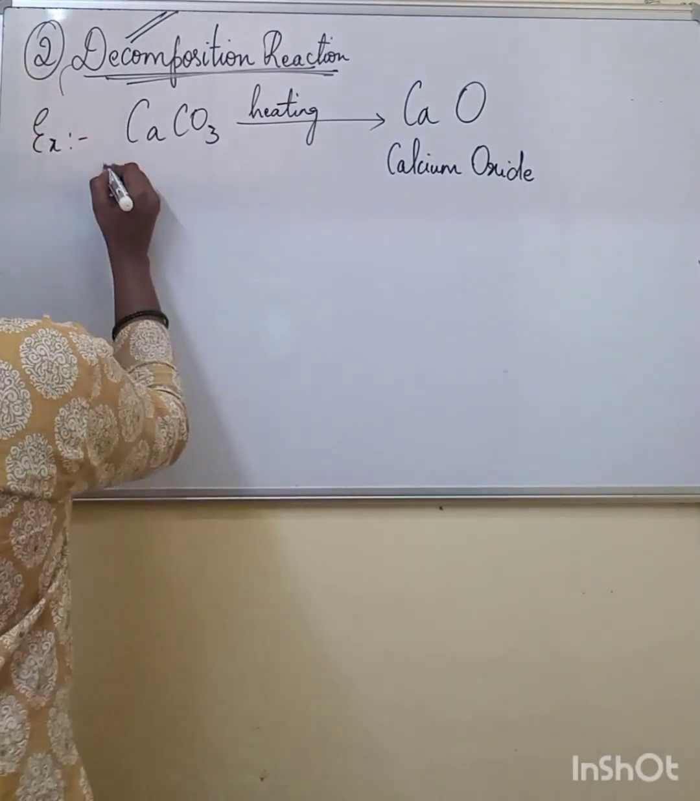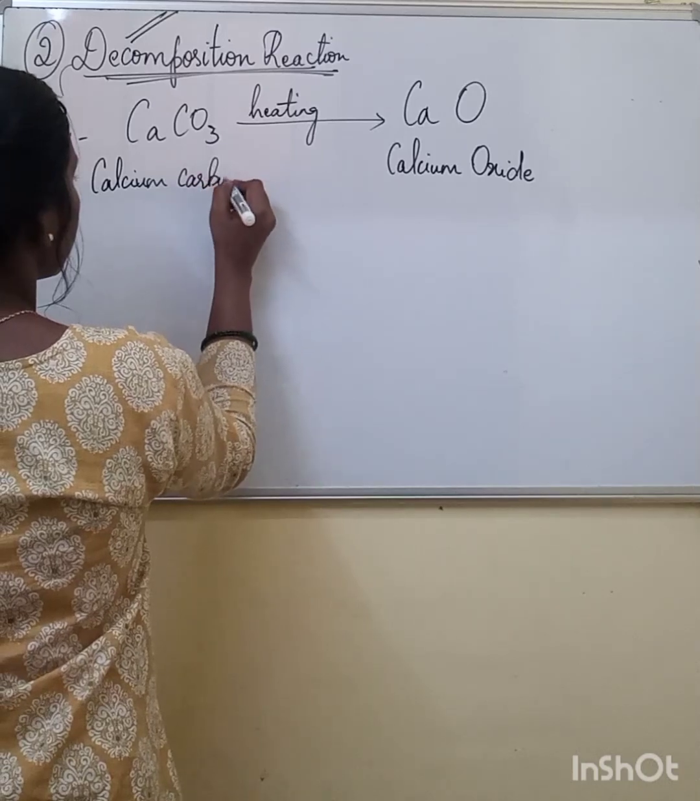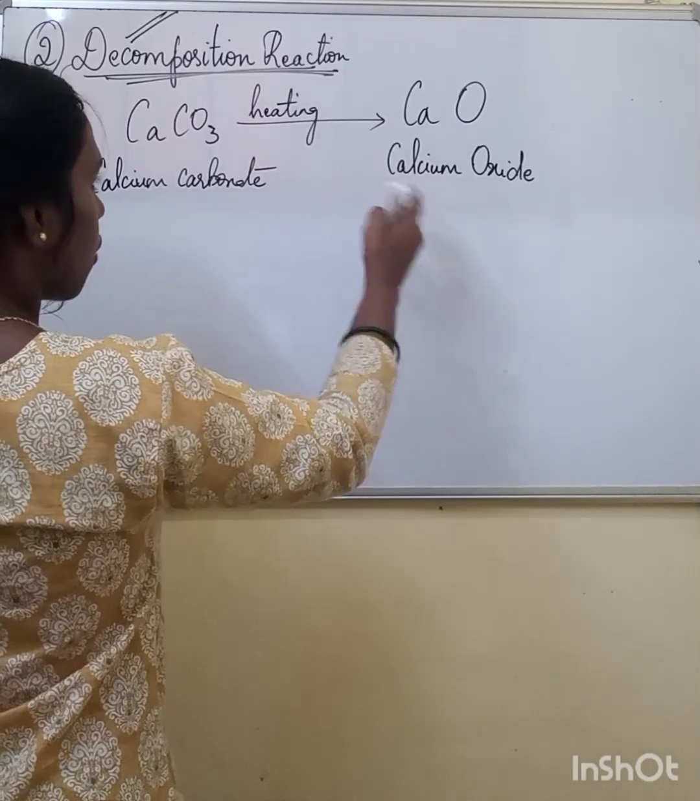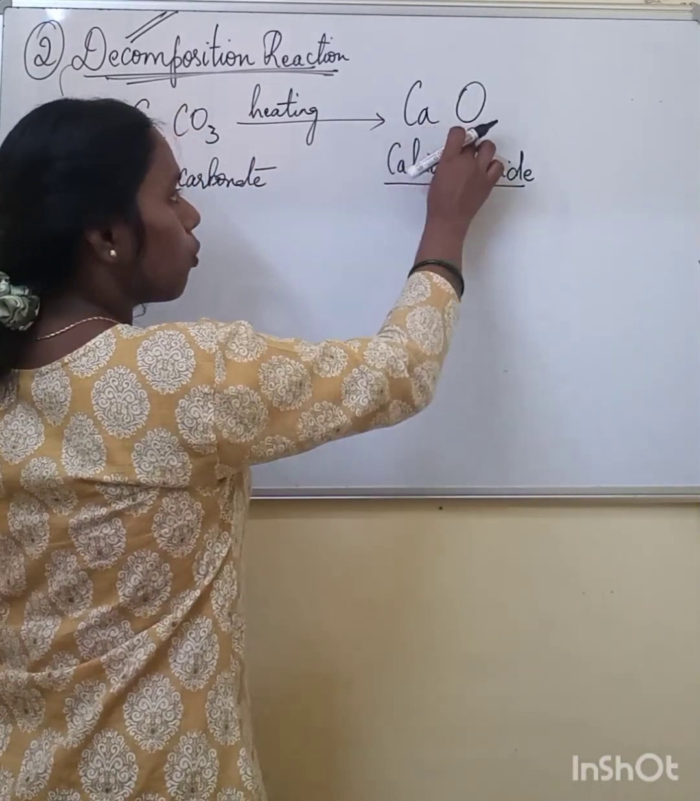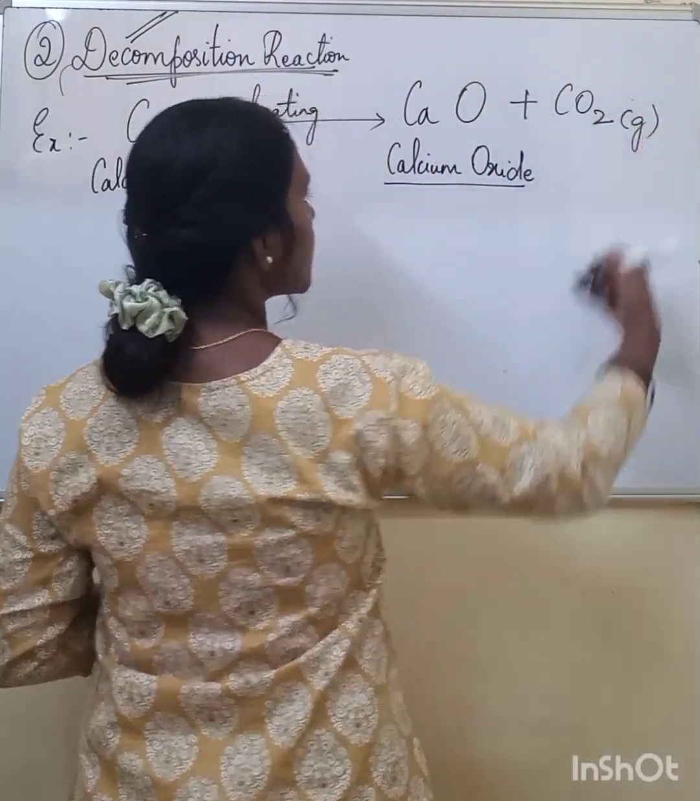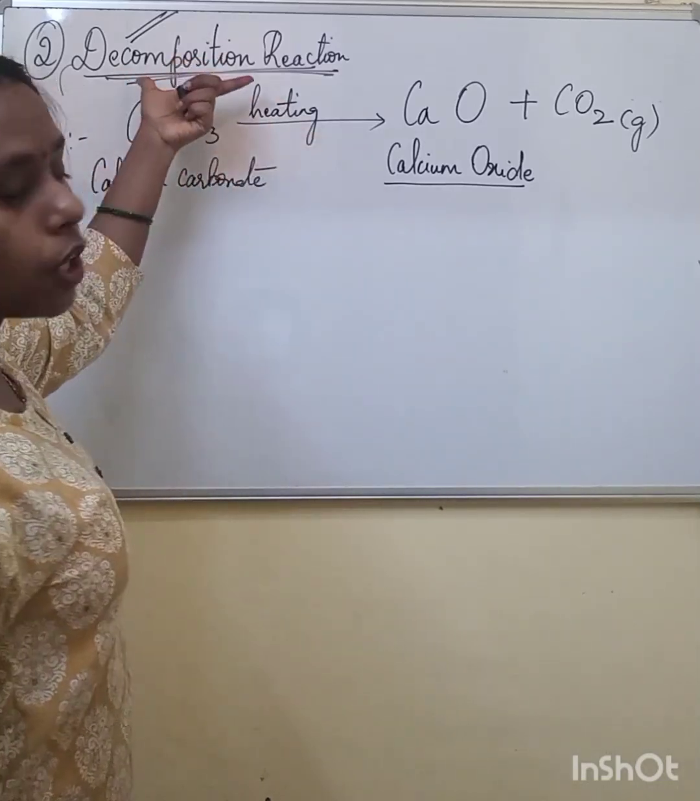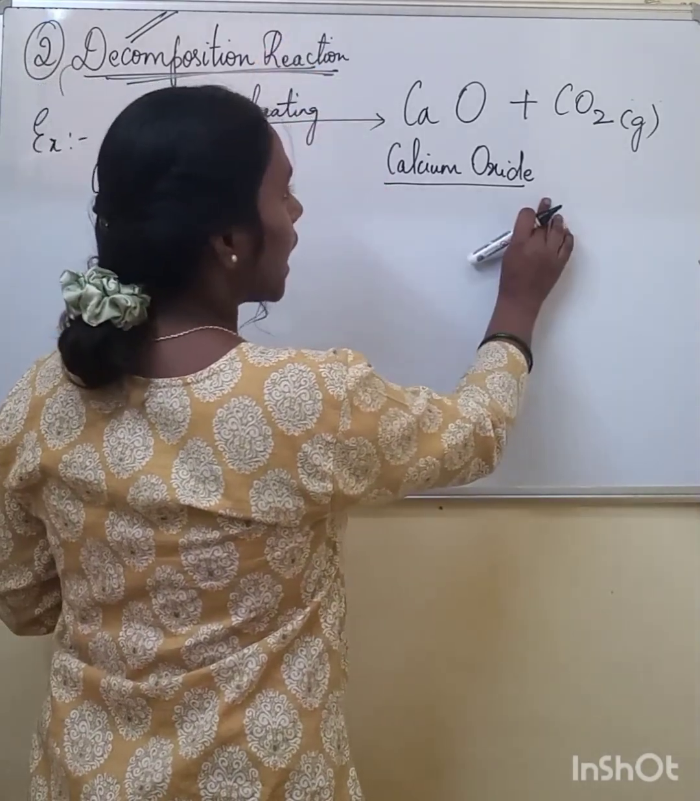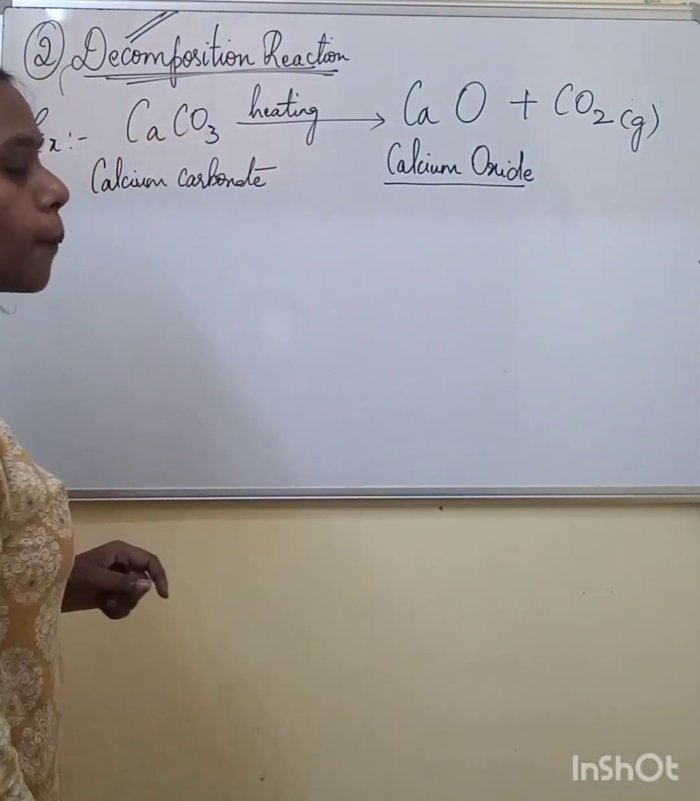CaCO3, that is calcium carbonate, will decompose, that is it will break down on heating in order to give calcium oxide, CaO, and CO2. CO2, carbon dioxide, is a gas. So now one reactant on heating is decomposing. Decomposing means it is breaking down in order to give calcium oxide and carbon dioxide. So this is another example of a decomposition reaction.